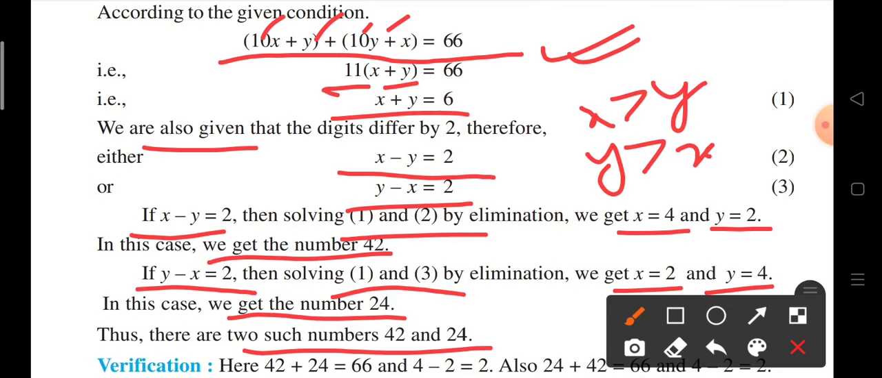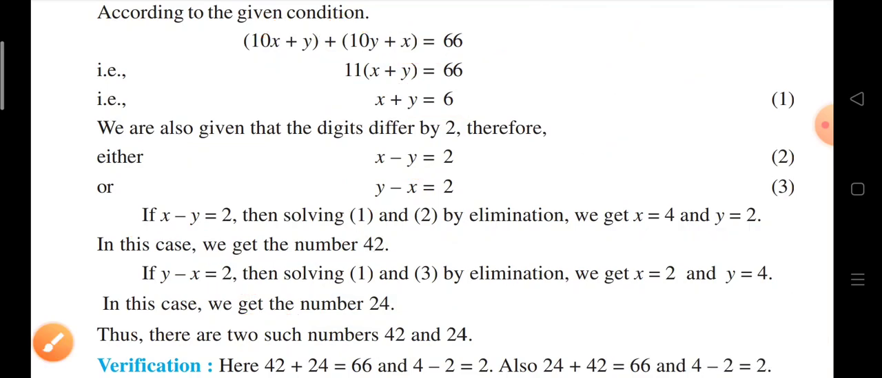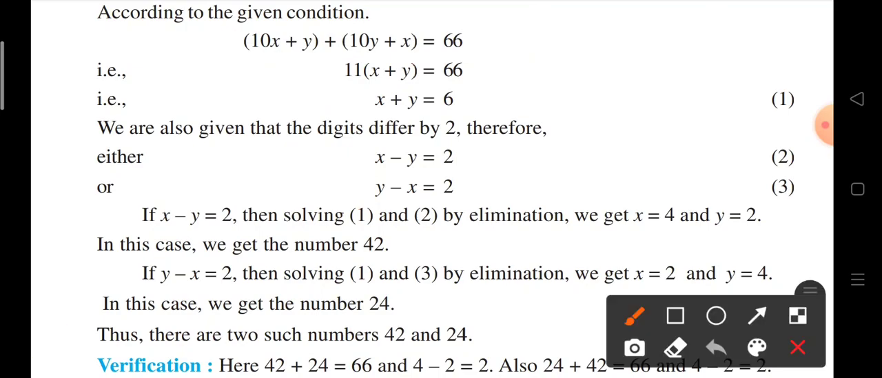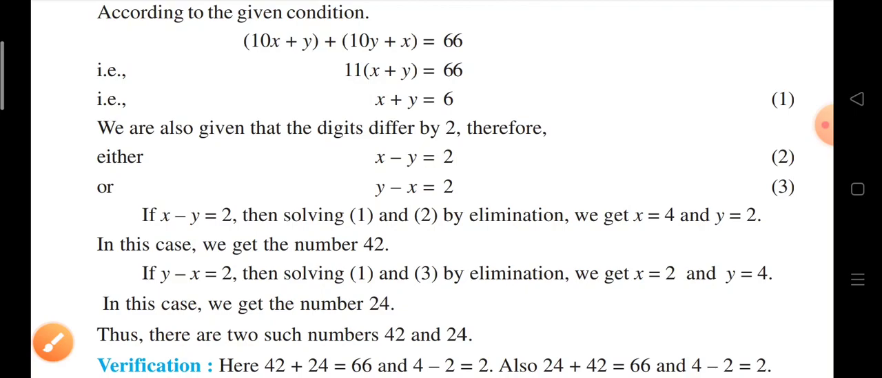If we add 42 and 24, we get 66, and 4 minus 2 is 2. So the difference is the same and the sum is the same. On the other hand, it can be 24 plus 42, and 4 minus 2 is also 2. So there are two possible solutions.